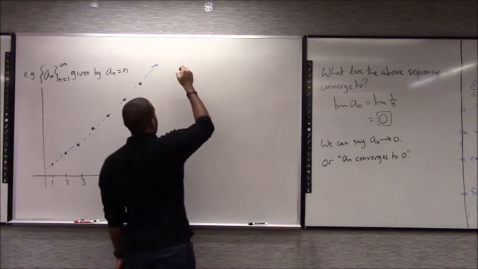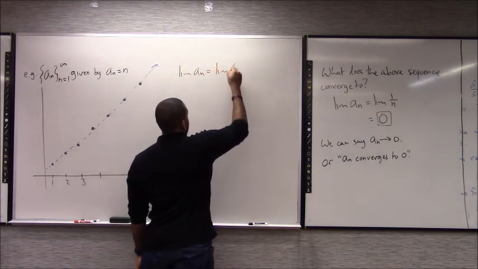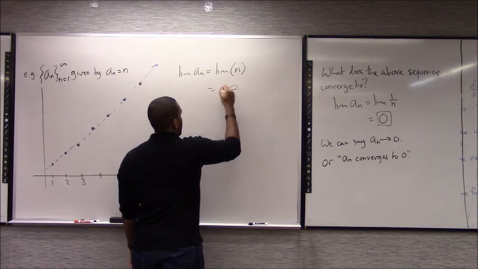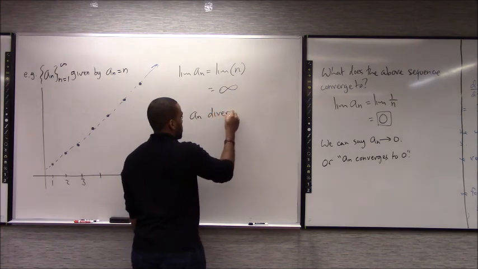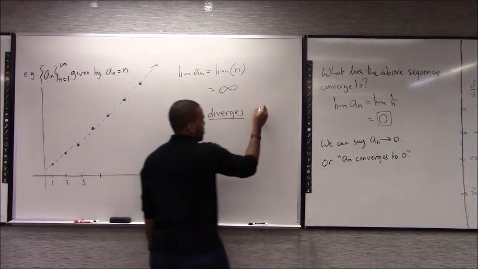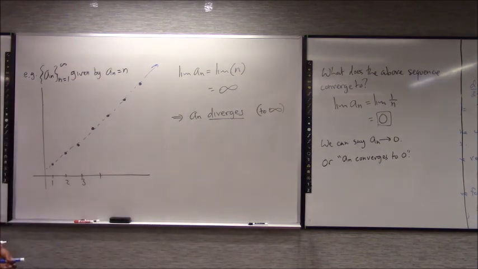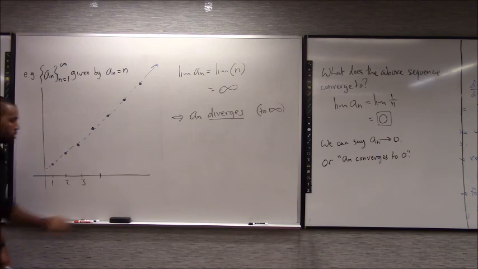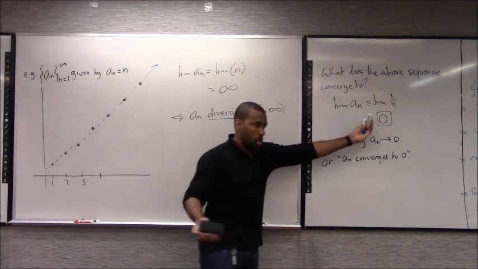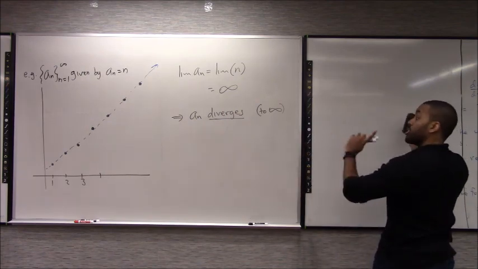So I can say here, the limit of a_n is just going to be the limit of n. Well, that's infinity. So in other words, I would say here a_n diverges. Of course, to infinity, but you don't have to write that. As long as the limit isn't a real number, we say it diverges. So if it goes off to infinity, it diverges. This one went to an actual number, so it converges. It's possible for a sequence to have neither of these behaviors.